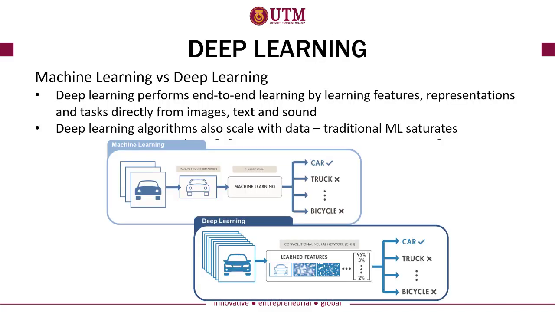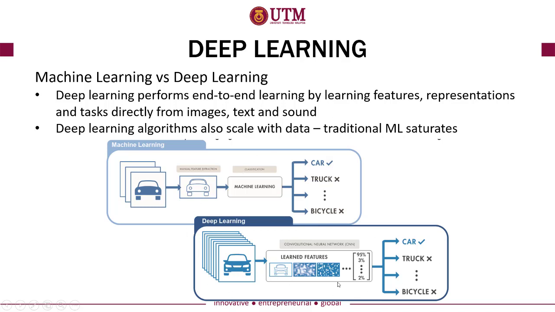Okay, again, this is the differentiation between machine learning and deep learning. I think I took this picture from the MATLAB website. When they talk about deep learning, it performs end-to-end learning by learning features, representation, and tasks directly from images. It doesn't matter whether it is images, text, or sounds. Again, I already discussed that.